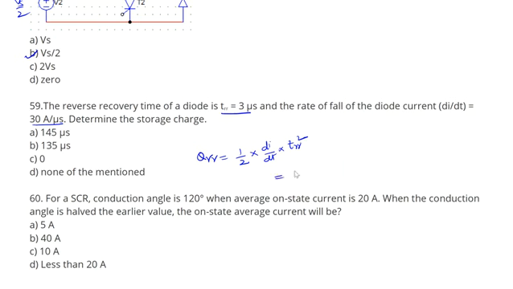Okay, so using this formula, half into dI by dt is how much? It is 30, into TRR square, meaning 3 square, all in microseconds only. So how much do you get here? 15 into 9, it's going to be 135 microseconds. It is so because when you see the characteristics of the diode, the current will be like this. So we need to find this charge here, with current on the I-axis and time on the T-axis. By using this graph, we can find the answer.